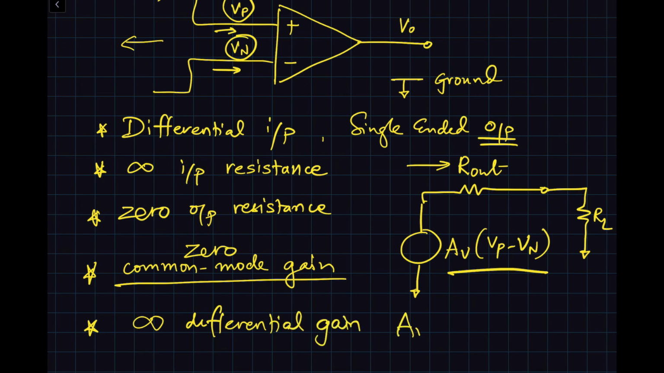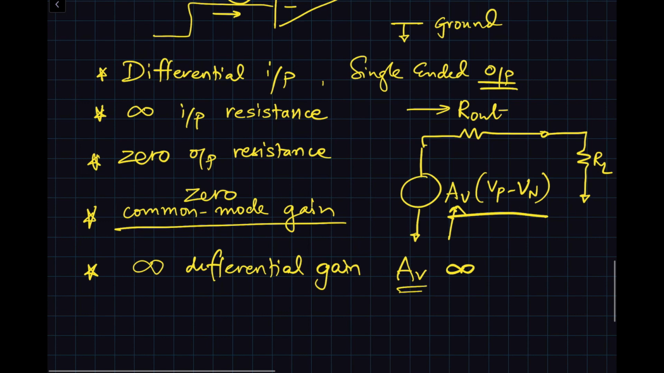So we want AV, which is a differential gain, to be as large as possible, infinite for that matter. Other thing we also want is the bandwidth, which we will talk about at a later point in the course, to be infinite, meaning as large as possible. So if you apply 1 hertz versus 1 megahertz or 100 megahertz signal, then the amplifier should be able to handle all that. But this is our wish list for an ideal amplifier.